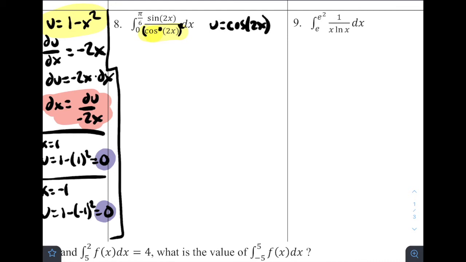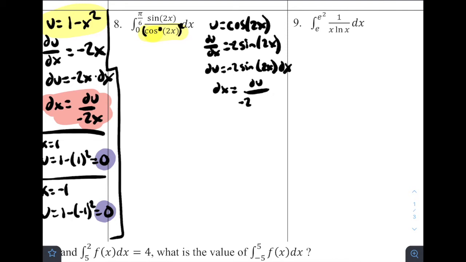Next, let's take the derivative of both sides. du/dx is equal to, by the chain rule, negative 2 sine of 2x. And then if we multiply by dx on both sides, du is equal to negative 2 sine of 2x dx. So dx is equal to du divided by negative 2 sine of 2x.